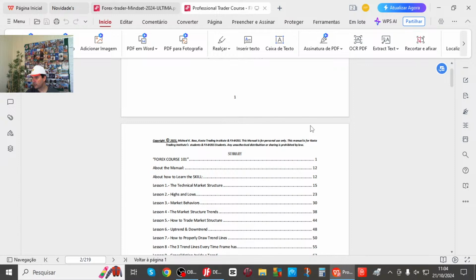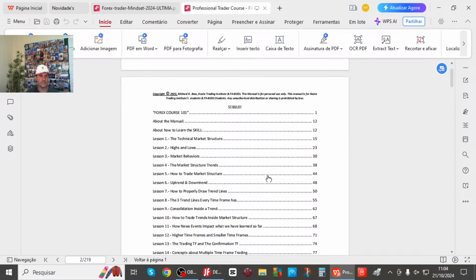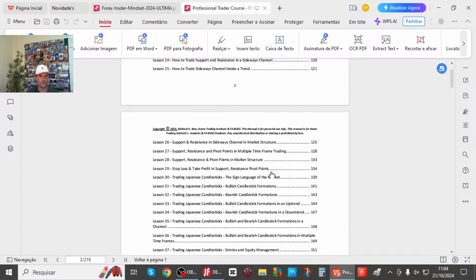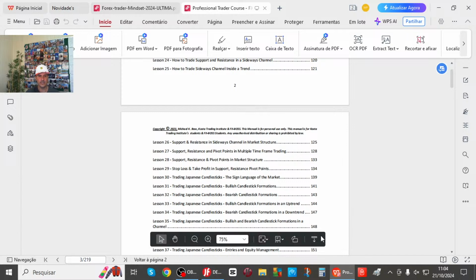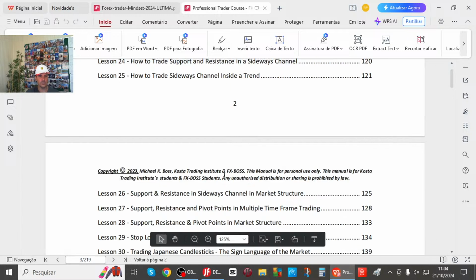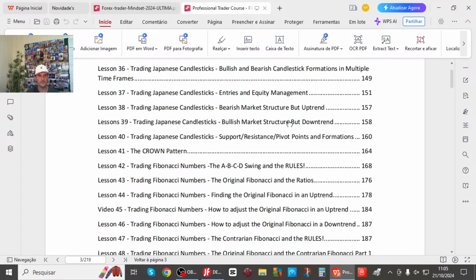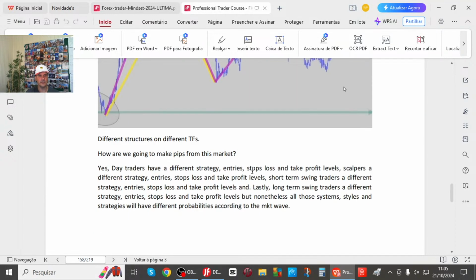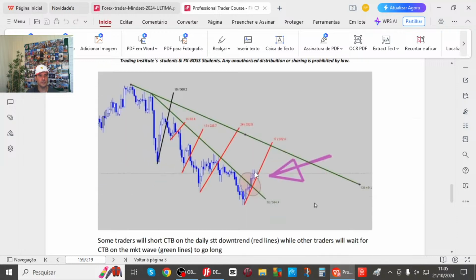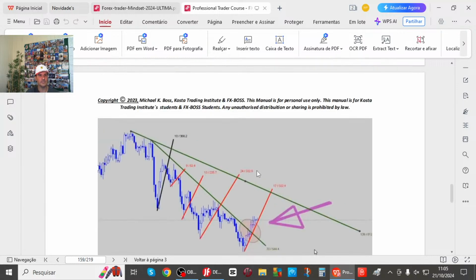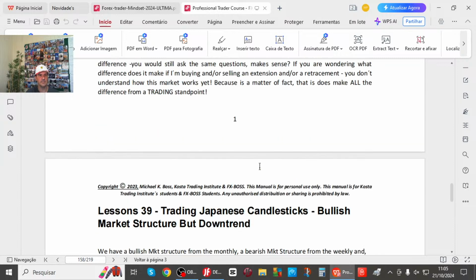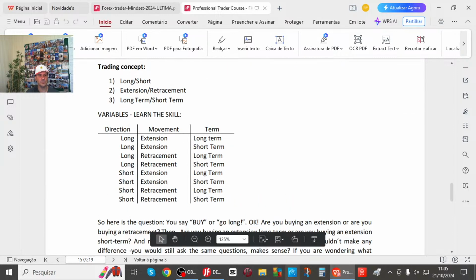And today we have bullish market structure but downtrend. Bullish market structure. And then we go to the Fibonacci's, right? Bullish market structure but downtrend. There you go. Okay, everybody, so this is on Friday. We're talking about this one, right? Remember the different variables?